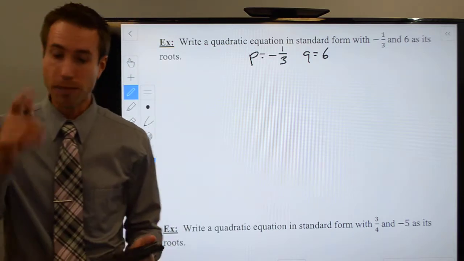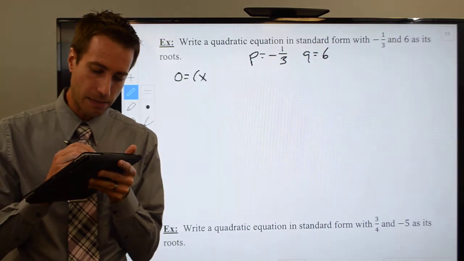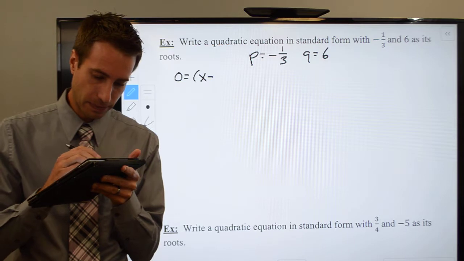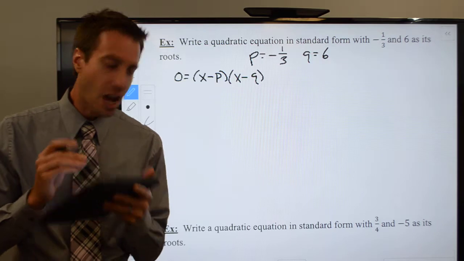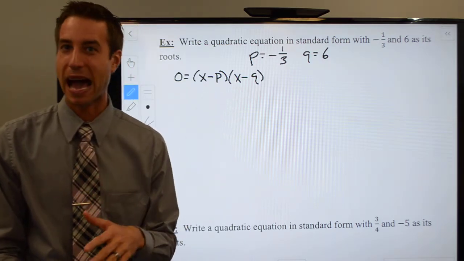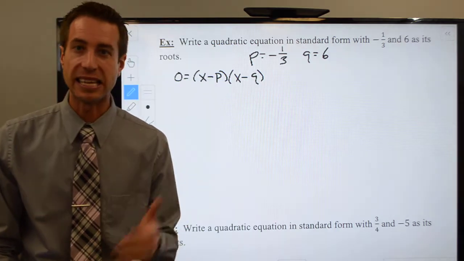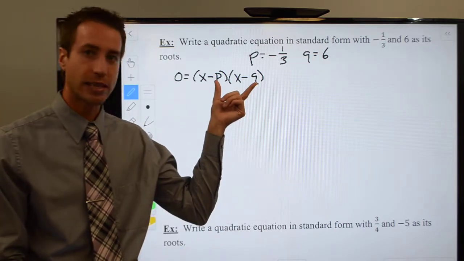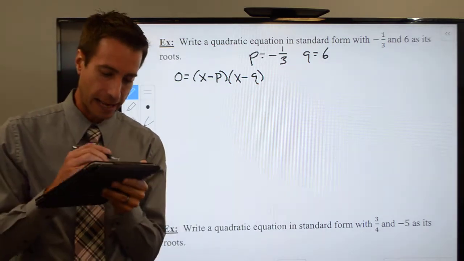Now remember, my formula is this: 0 is equal to x minus p times x minus q. The fact that I'm using p's and q's doesn't really matter. If your teacher uses m's and n's, or t's and s's, or u's and v's, it doesn't matter. Those just represent your roots. So that's what we're going to plug in.